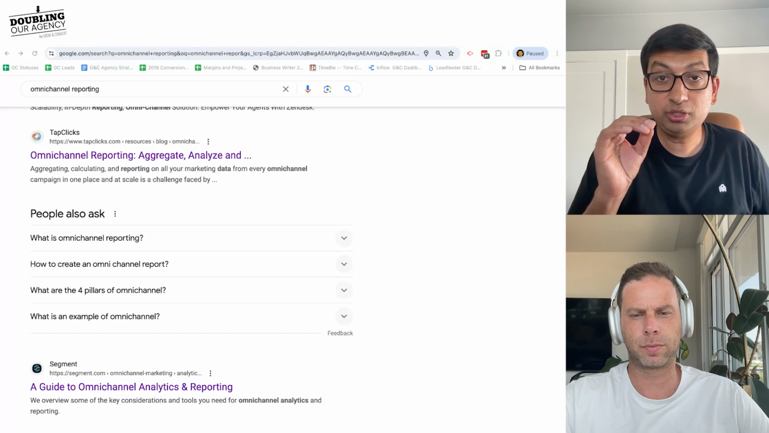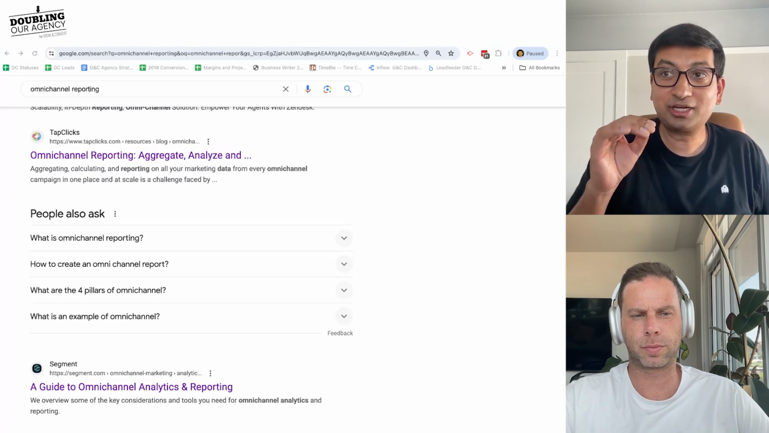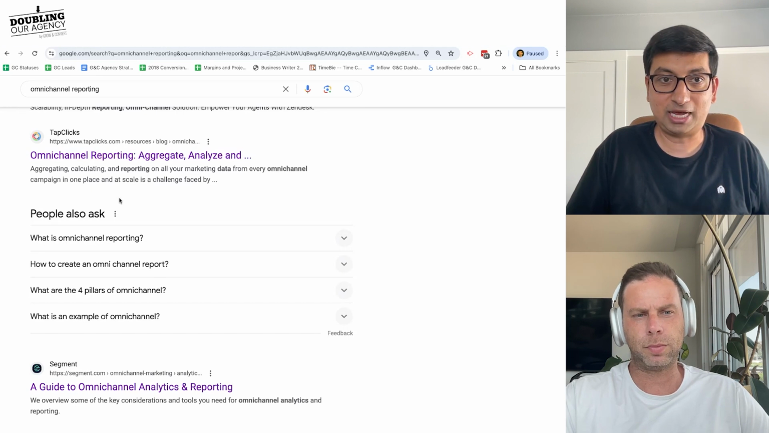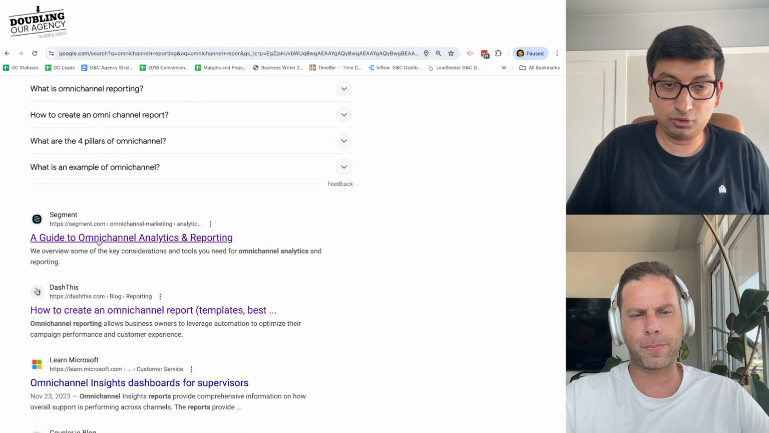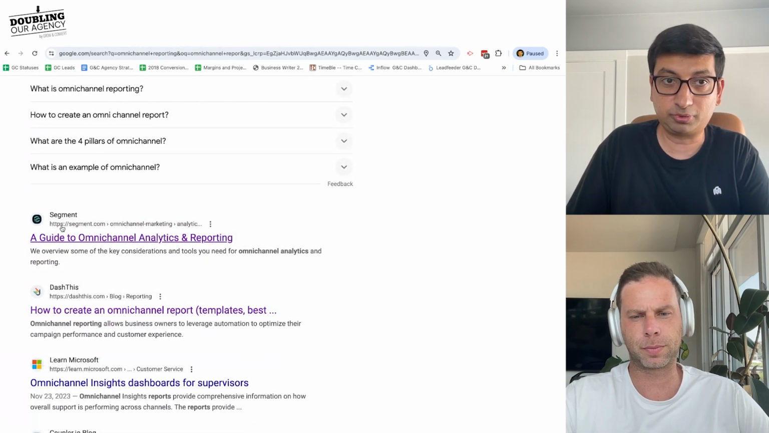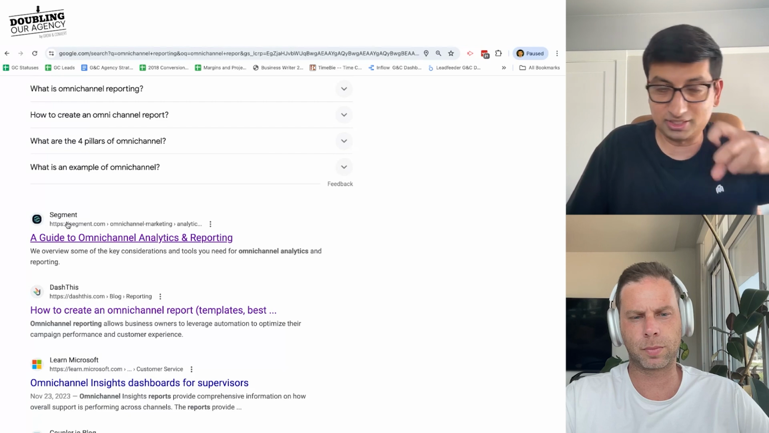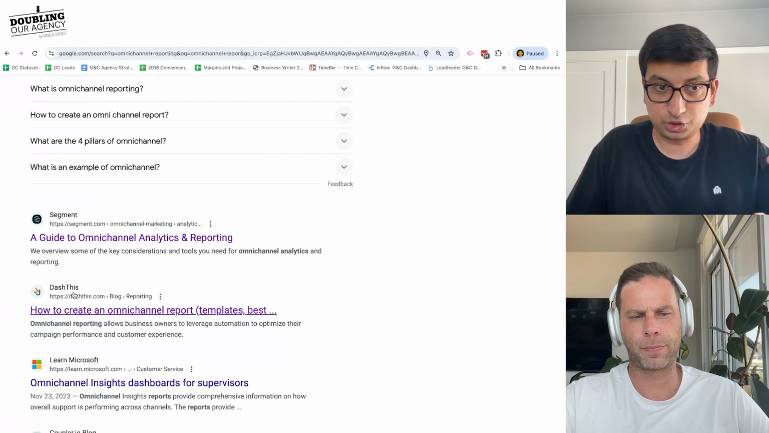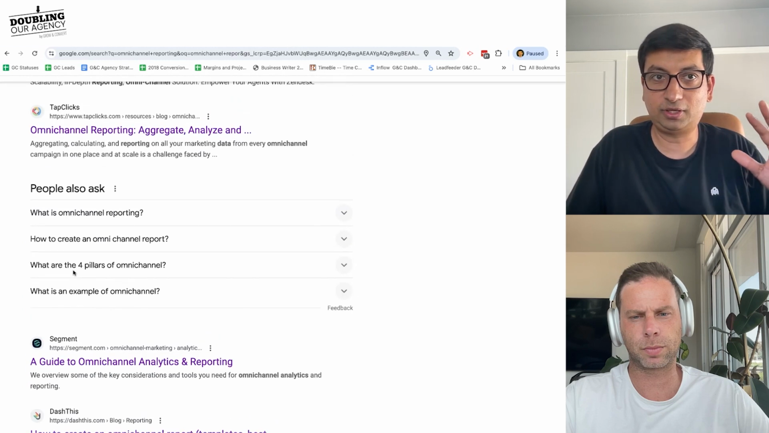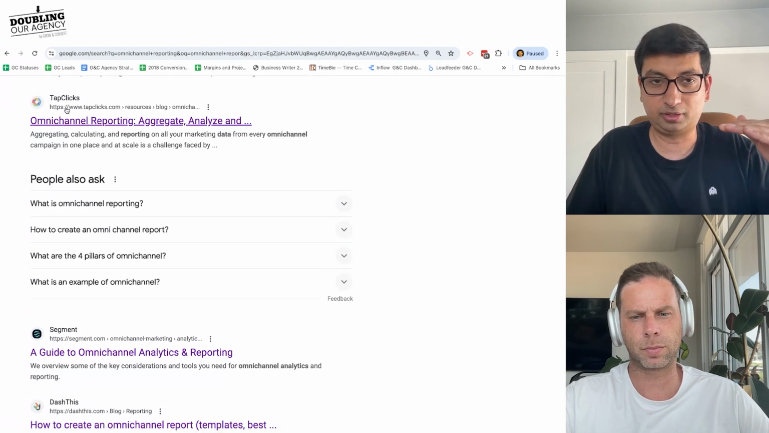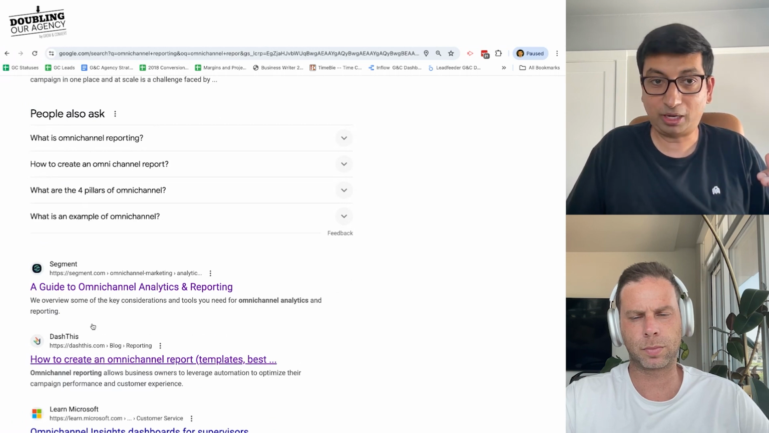Number two, you need to know beforehand how you're going to tie your product in. The other theme I'm going to talk about in terms of conversion is how a lot of these other posts, I'm going to look primarily at positions 2 and 3: Segment, a very well-known brand in marketing analytics and omnichannel reporting because its tool brings in data from a bunch of different sources, and DashThis, which is a dashboarding tool, a cheaper competitor of TapClicks. We're going to primarily look at these two.